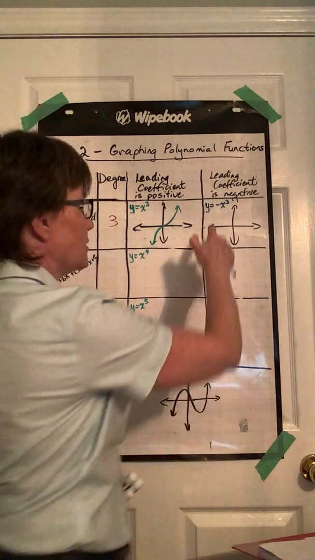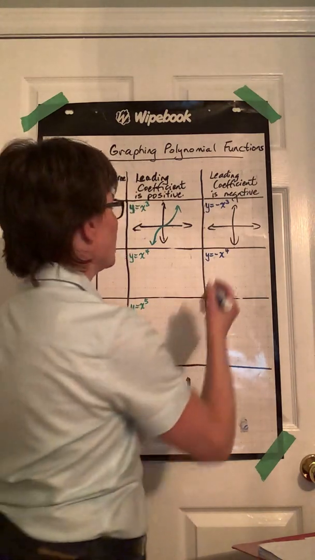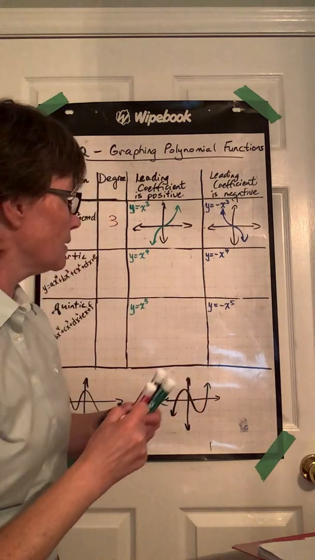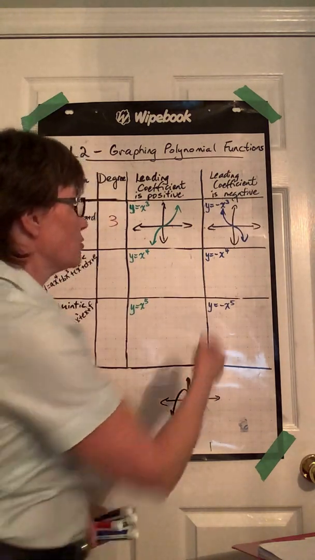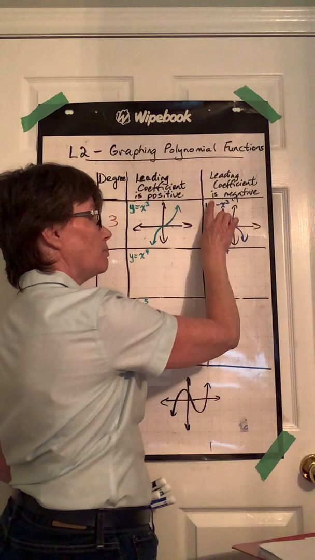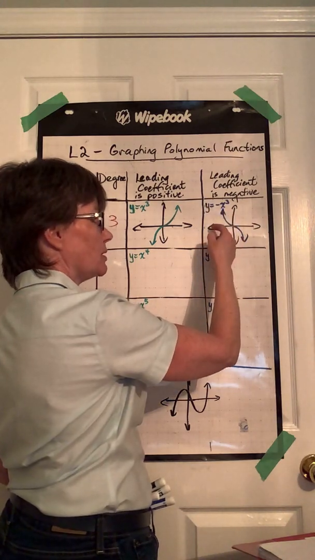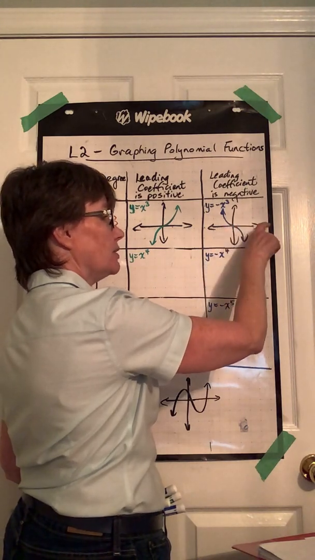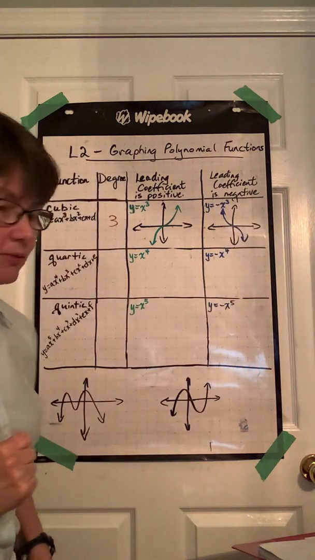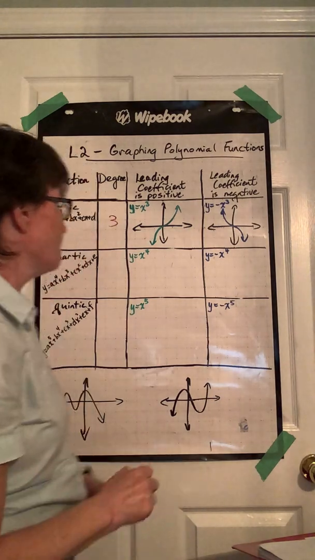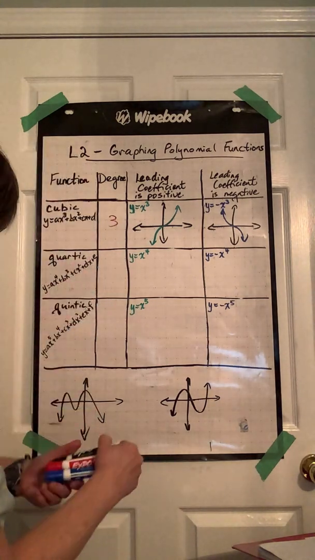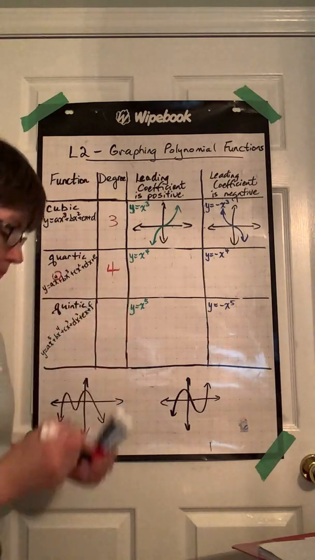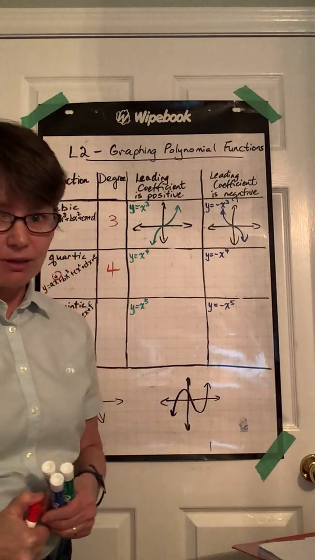Whereas if the leading coefficient is negative for a cubic function, the opposite will be true. There's our function. As x approaches negative infinity, y approaches infinity. As x approaches infinity, y approaches negative infinity because it goes down. Okay. All right, talking about a quartic function now. The highest exponent is 4, so that's degree 4. Now that's an even function.